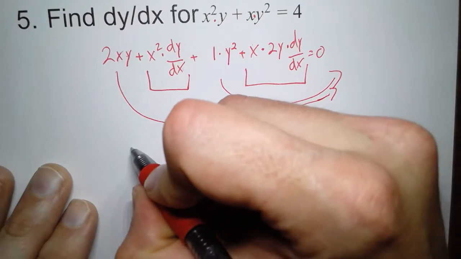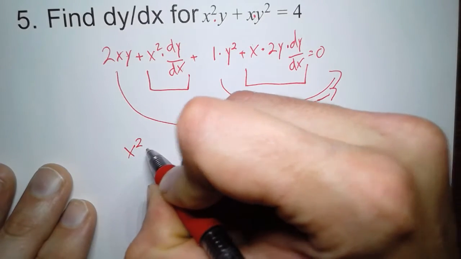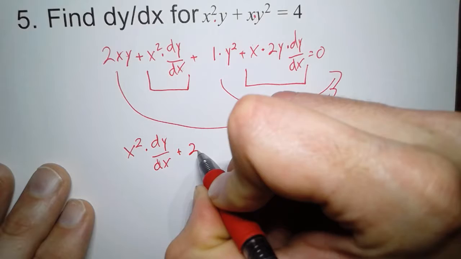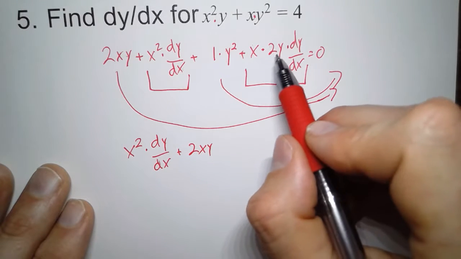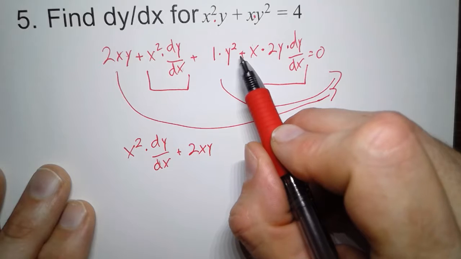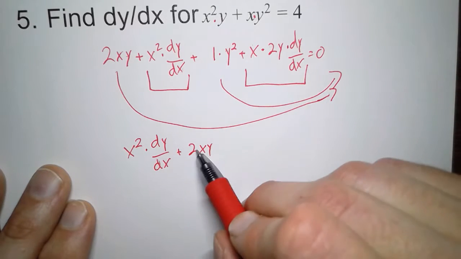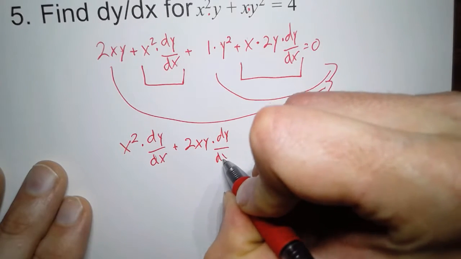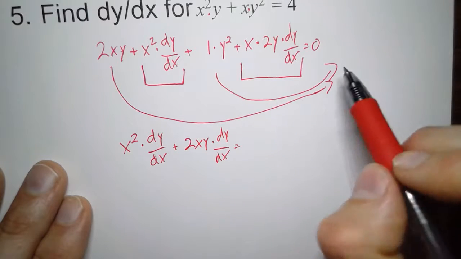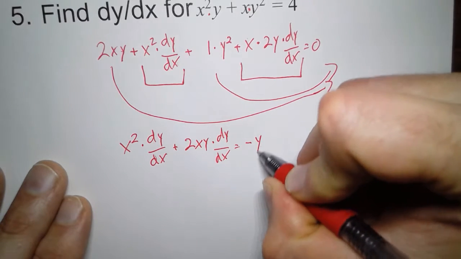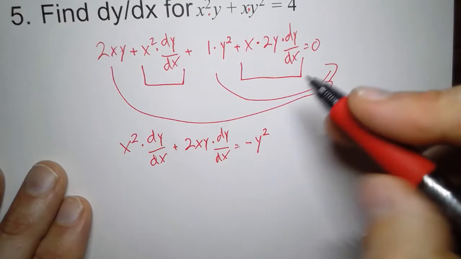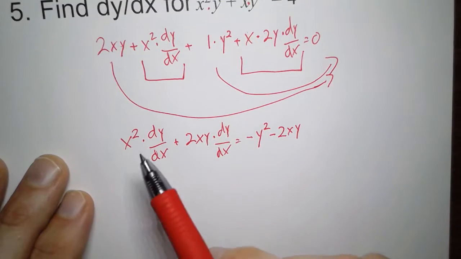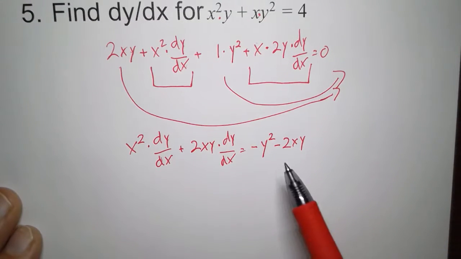So on the left side, we have x squared times dy/dx plus 2xy. I combine these two, and it's a common convention that you put any defined numbers in front of any variables. So we have 2xy times dy/dx. And so what did we do? We subtracted 1 times y squared. Don't need the 1, so negative y squared. And we subtracted 2xy. So at this point, everything with dy/dx is on one side, and everything without is on the other side.